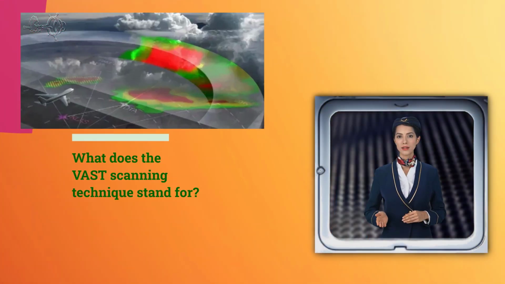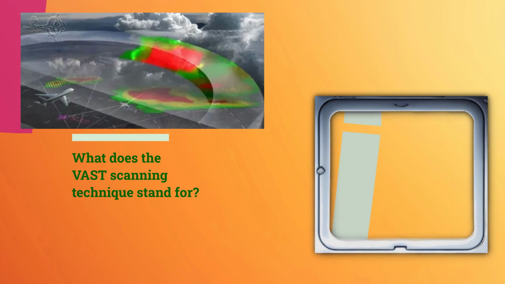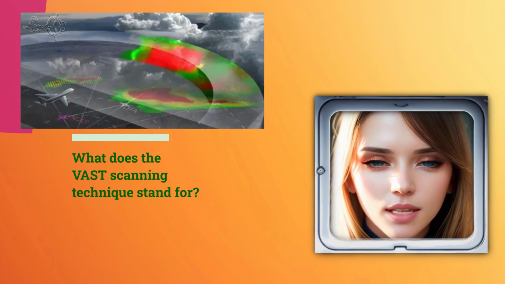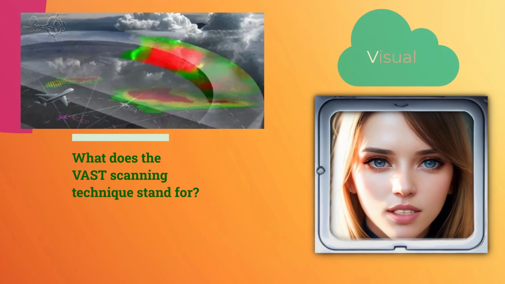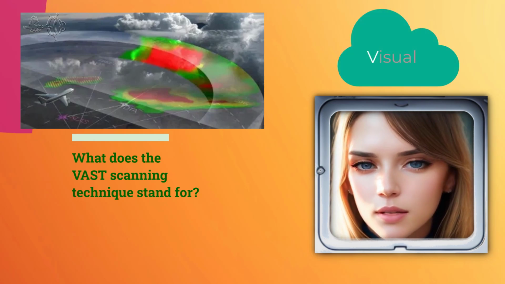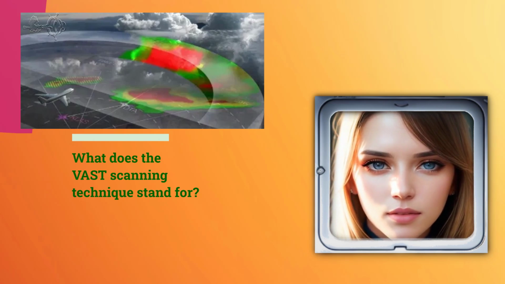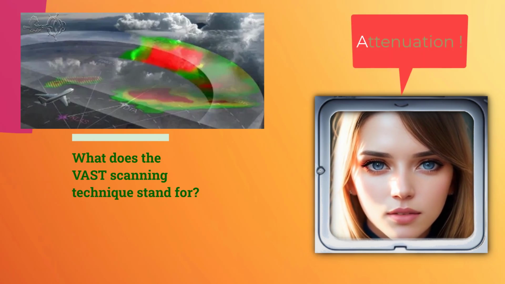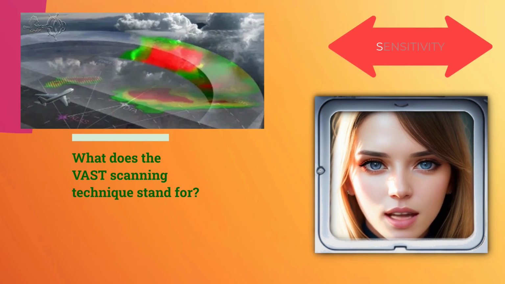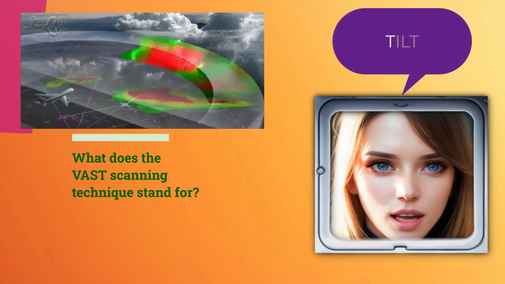When it comes to scanning weather, the acronym VAST may help us to stay ahead. But what does VAST stand for? A good scanning technique is achieved by first of all assessing the shape of the cloud visually or by looking at the radar image. Secondly, being aware of attenuation. Next, understanding the use of the gain to adjust for sensitivity as required. Finally, of course, the correct use of radar tilt as explained before.